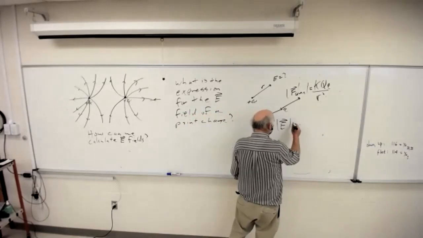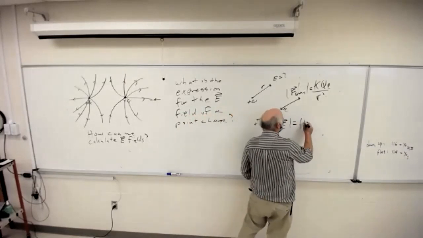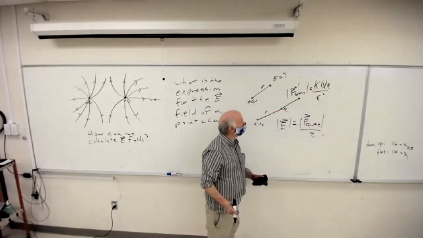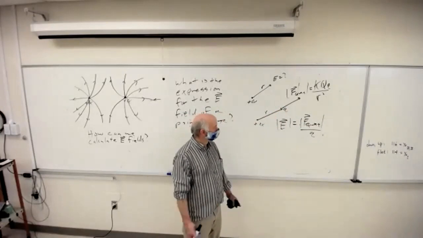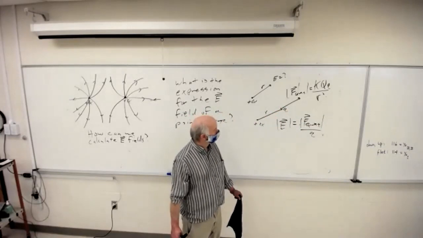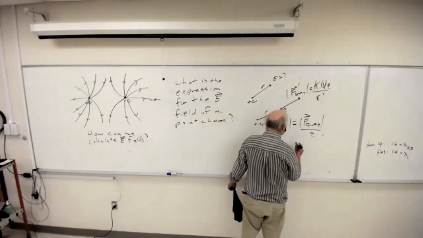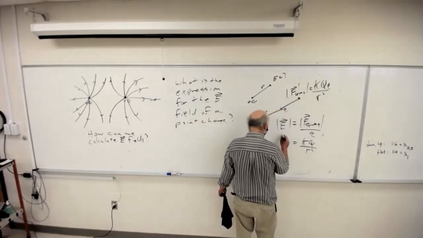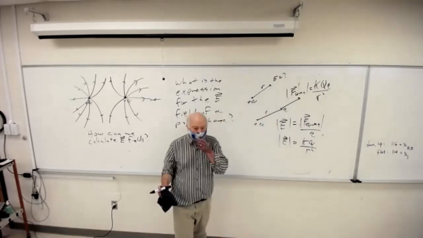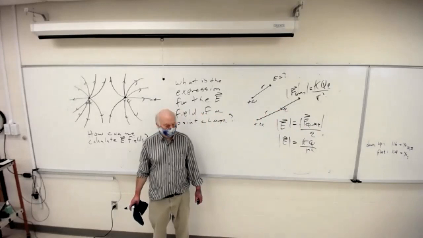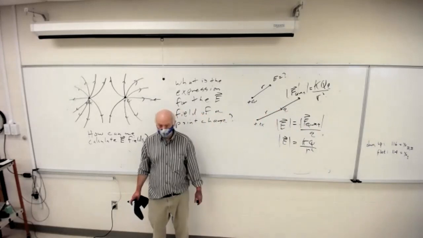Okay, so what's the definition of the electric field? It's going to be this force over little q. What happens? Yeah, the little q's cancel here, and this just gives K, big Q over R squared. That's the electric field for a point charge. That's only for a point charge.